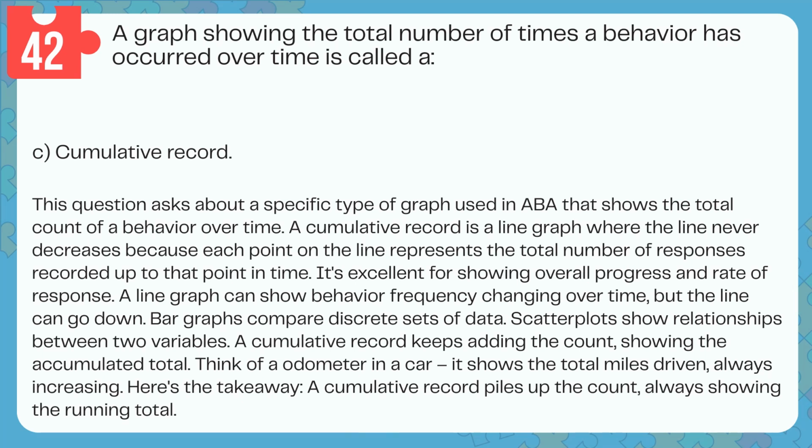A line graph can show behavior frequency changing over time, but the line can go down. Bar graphs compare discrete sets of data. Scatter plots show relationships between two variables. A cumulative record keeps adding the count, showing the accumulated total. Think of an odometer in a car. It shows the total miles driven, always increasing. Here's the takeaway. A cumulative record piles up the count, always showing the running total.